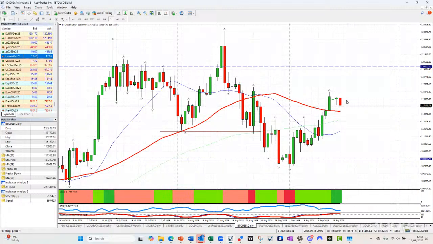Strange enough, the FOMC will have an impact on Bitcoin as well, I think. So plenty going on there. Let's switch across to the US dollar chart. We'll have a look at the dollar. We always finish on sterling.